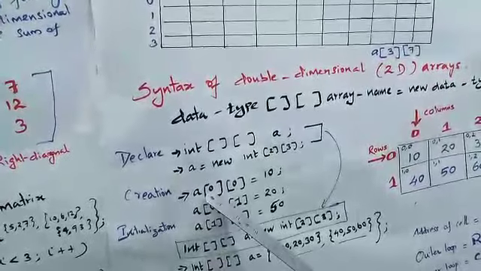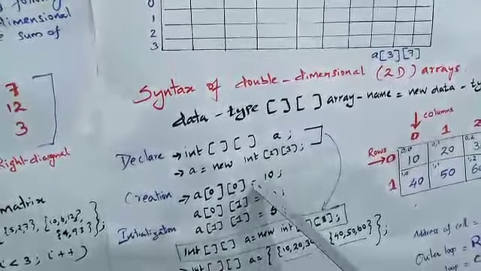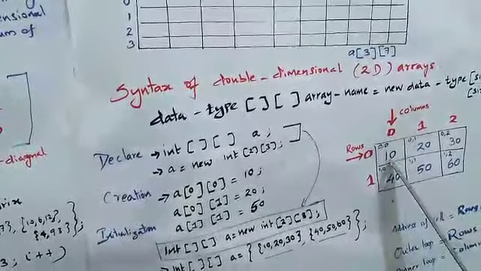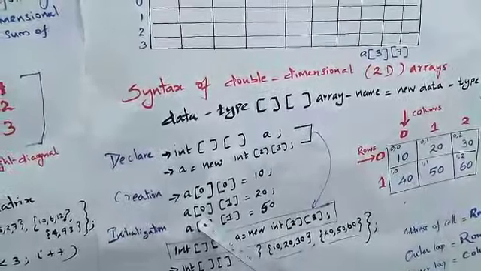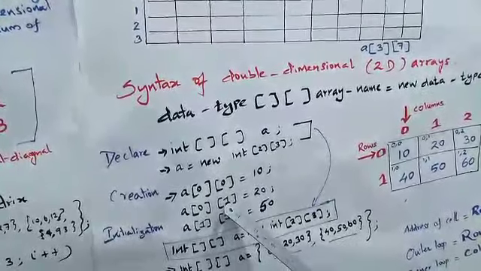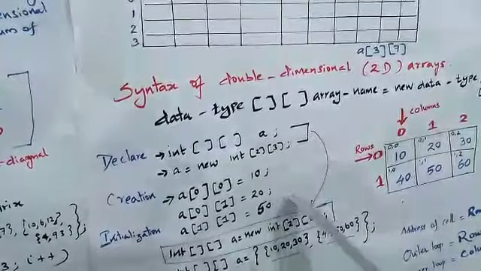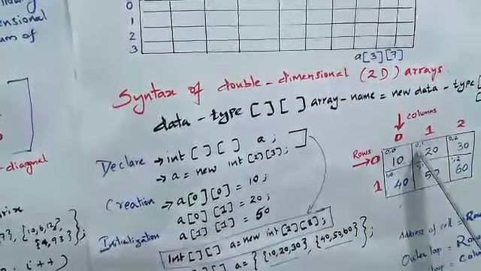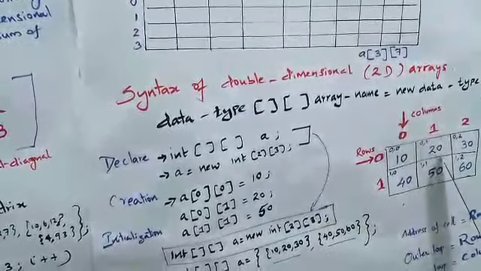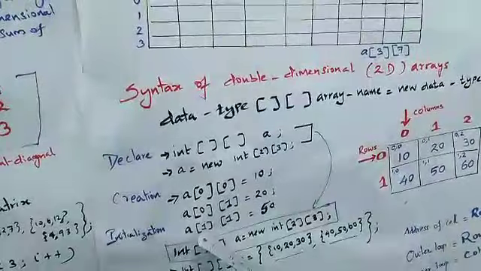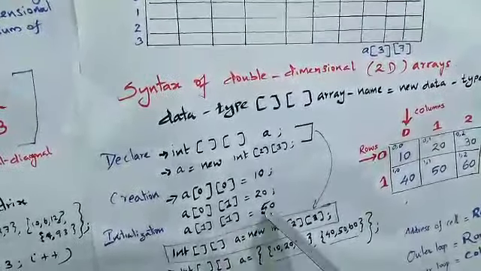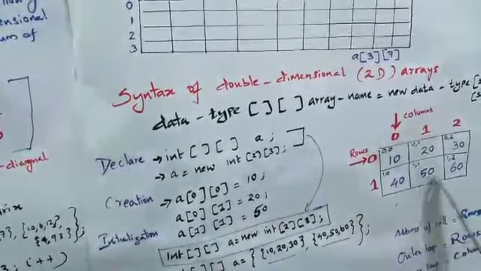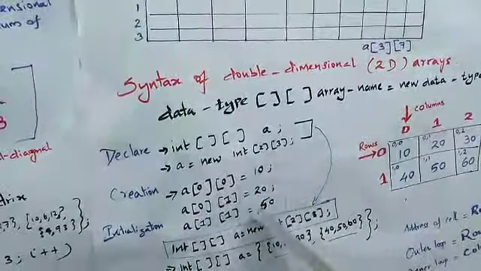Now you have to do the creation. How will you create? A[0][0], what was that? 10. See that. A[0][1] is equal to 20. What was that? 20. Where is that? Here is the 20. 0 row, 1 column. Now A[1][1], what was that? 50. Now come here, 50 here. Row 1, column 1, which element was there? 50. So in this way you had the creation.